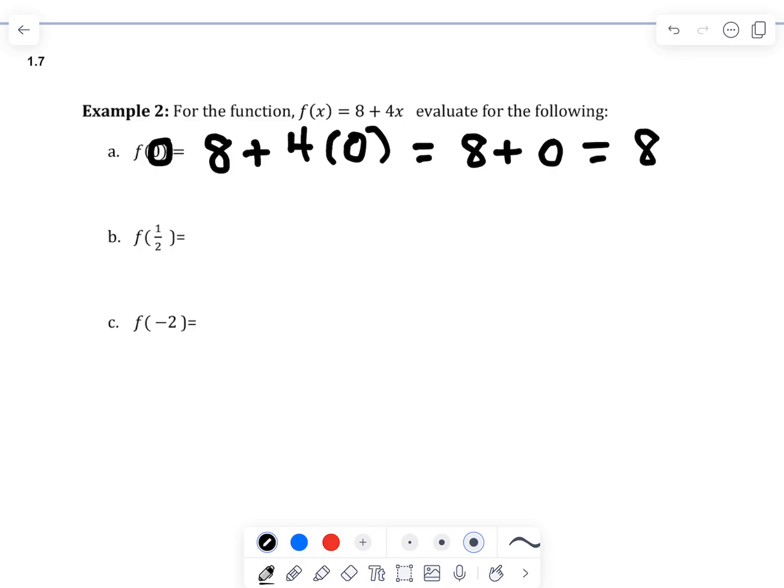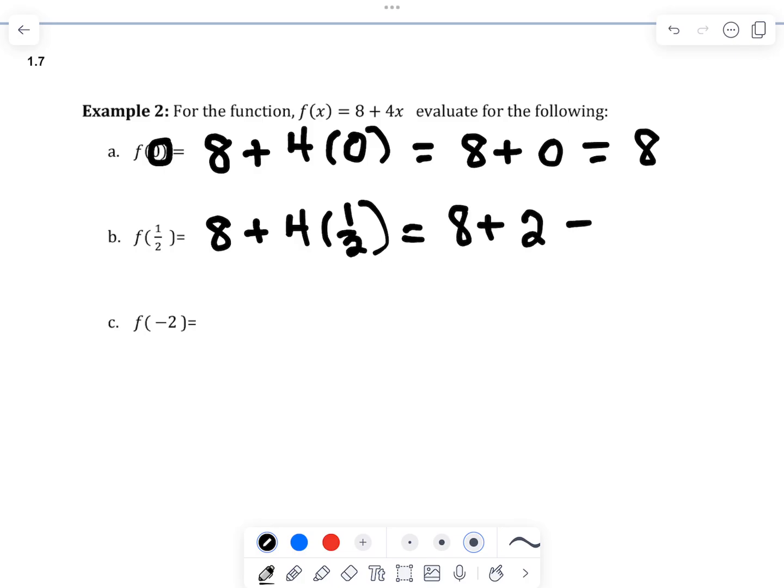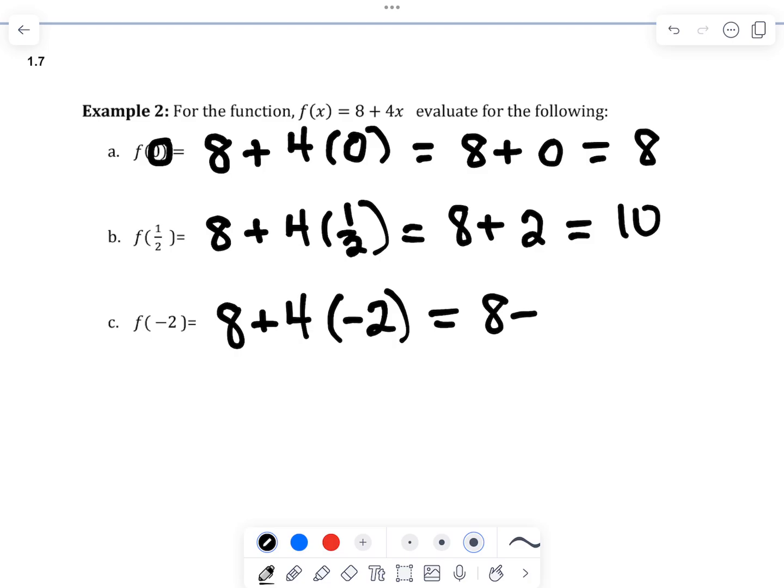Next one, f of 1/2. So we input 1/2 in for x. Then we simplify. 4 times 1/2 is 2. 8 plus 2 is 10. Next one, f of -2. 8 plus 4. Replace that x with -2. So 8 plus -8 is 0.